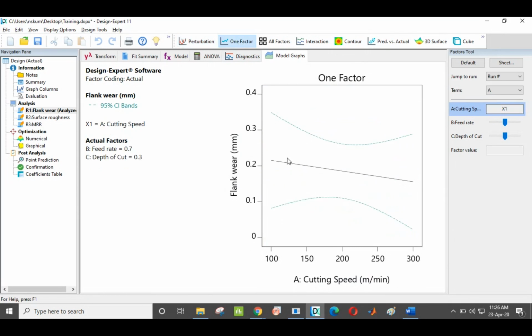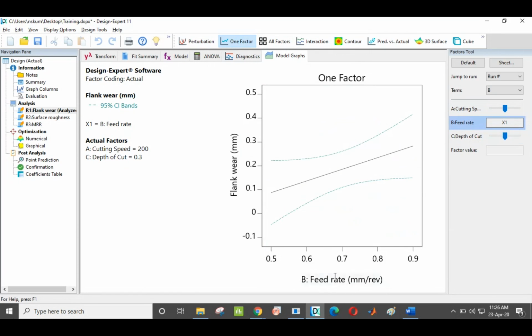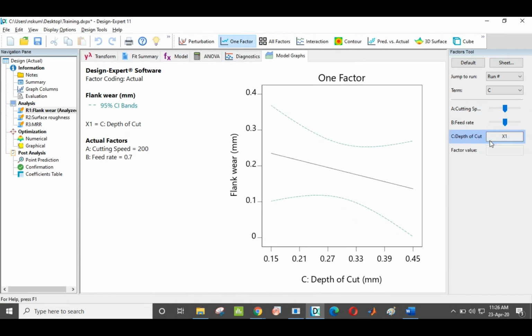Then one factor at a time. So with cutting speed, when the cutting speed increases, flank wear decreases. Now I can change the X1 axis. So with change in feed rate, the flank wear increases. Depth of cut, right click, then change the axis. So similarly we can draw it for all the inputs.